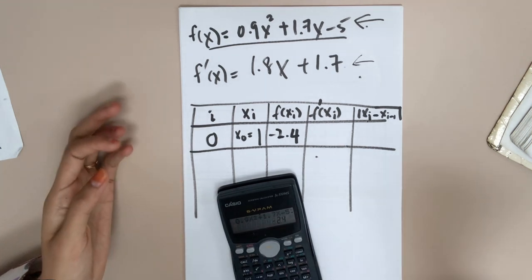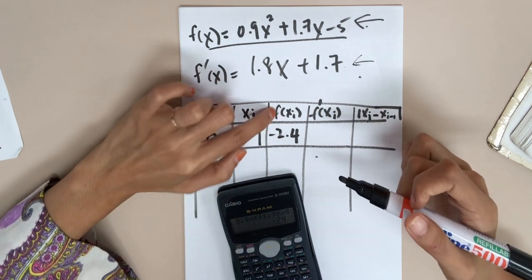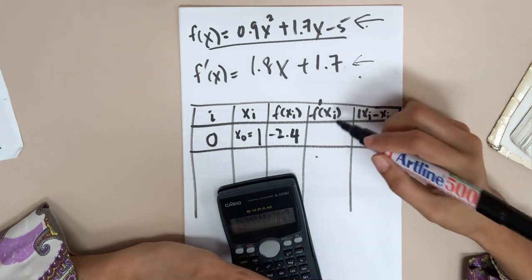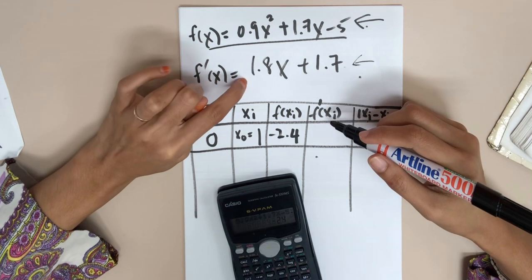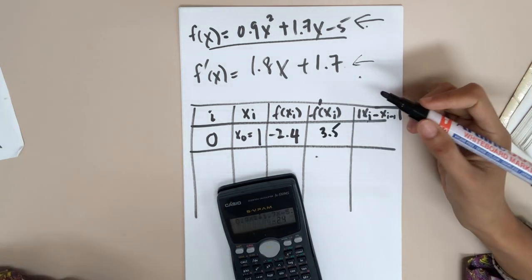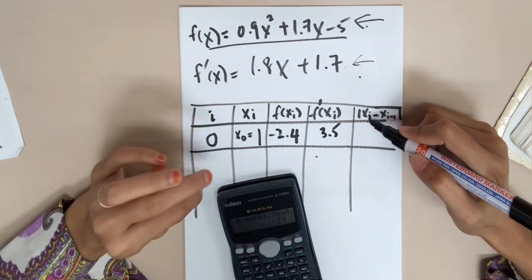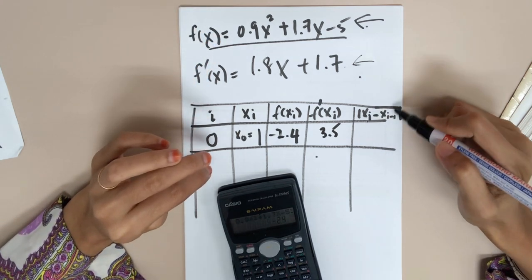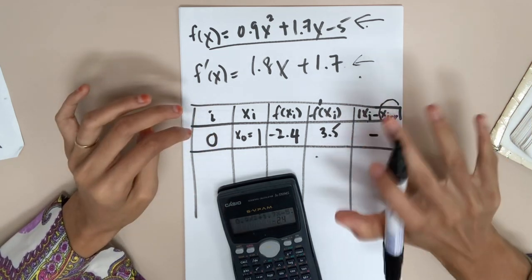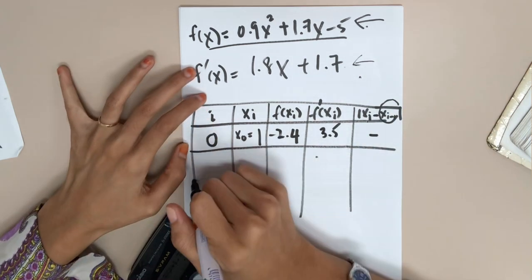So how to calculate f prime? Because I don't want to disturb the equation in the calculator, I calculate manually. f prime of x, the same thing: 1.8 plus 1.7, so you have 3.5 here. For the error, it is x naught minus x negative 1, and we don't have a value for x negative 1 yet. So for the first one there is no error yet, because we just started calculating.